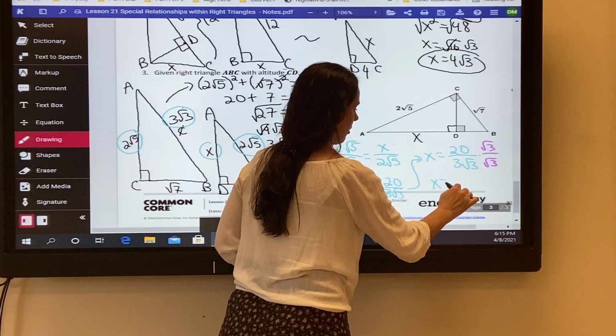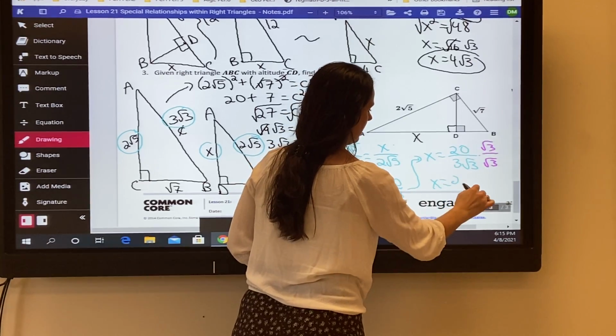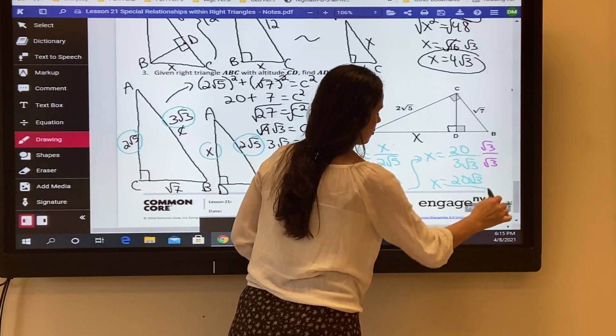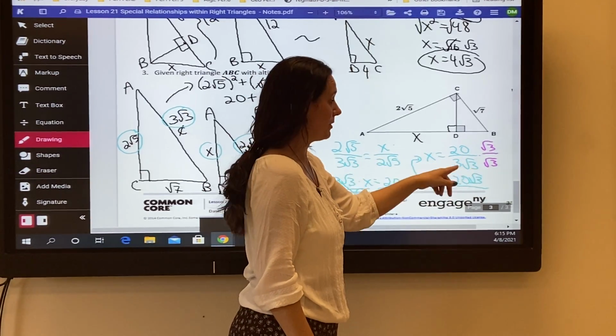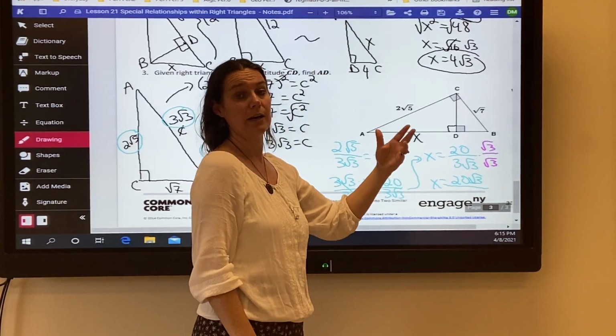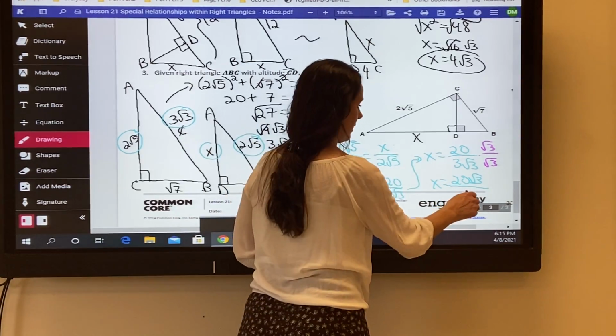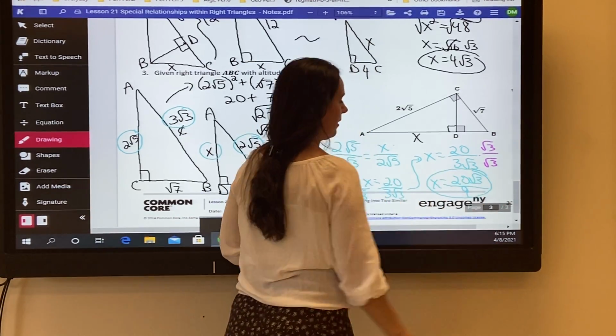Straight across the numerators is just 20 times square root of 3, so 20 square root of 3. Straight across the denominator, though, is 3 radical 3 times another square root of 3, which means 3 times square root of 9. Well, square root of 9 is 3, and then 3 times 3 is 9. So there we go. There's our answer.